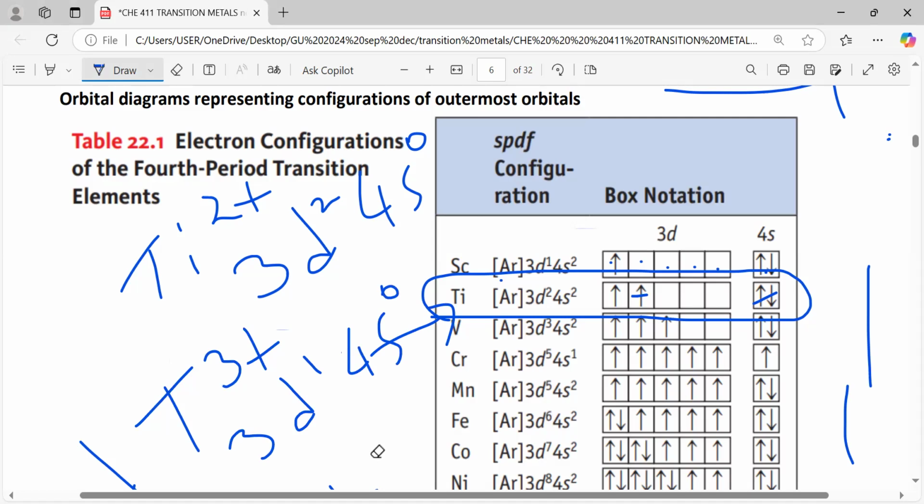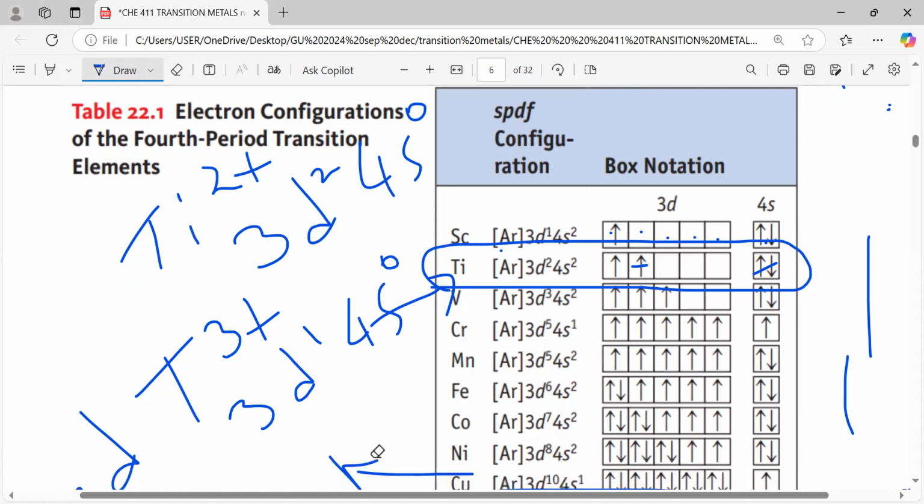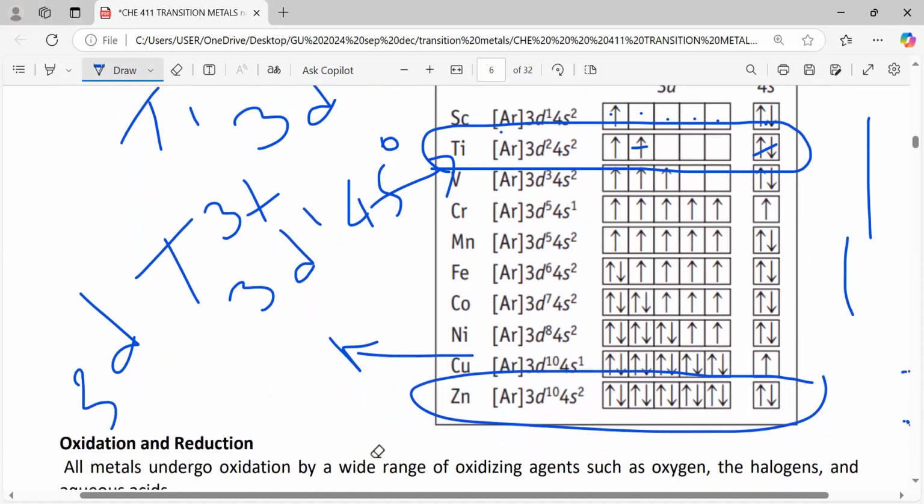And therefore we can do this even for cobalt. For example, cobalt 2+. Assume we are talking about cobalt 2+. What will happen? It will lose just those two.